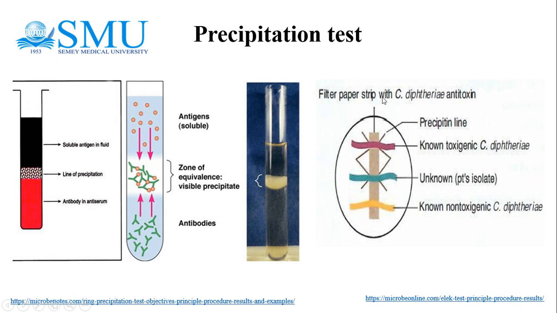Here is a filter paper strip with Corynebacterium diphtheriae antitoxin in the middle of this gel, and a non-toxigenic Corynebacterium diphtheriae strip, and unknown toxins, and non-toxigenic Corynebacterium diphtheriae. These black lines are precipitation lines, antigen-antibody complexes.